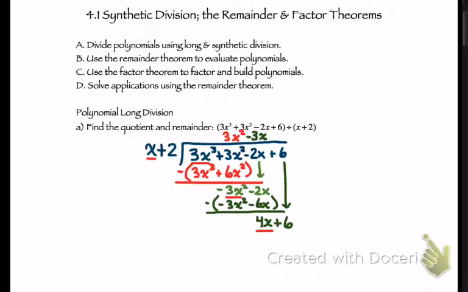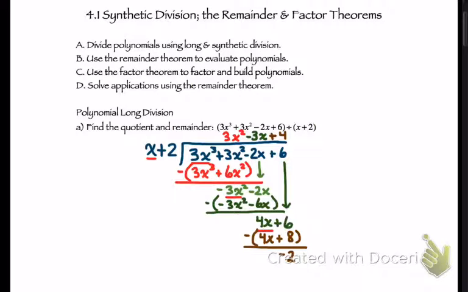Bring down that plus 6. Same deal. x times what gives me 4x? x times 4 gives me 4x. Okay, I'm going to multiply this times the two of them. That answer is going to go right there. Hopefully you're staying with me. Multiply them, subtract. I know I'm done because I don't have any more terms to bring down. So I know negative 2 is my remainder.